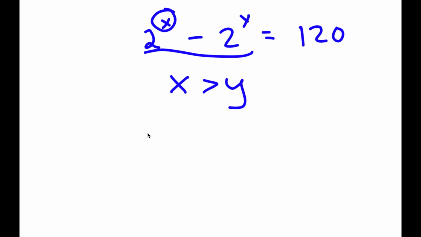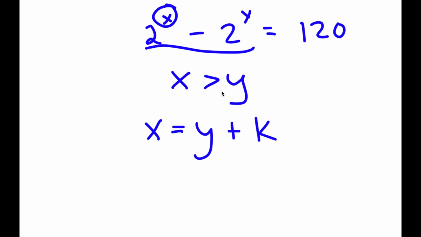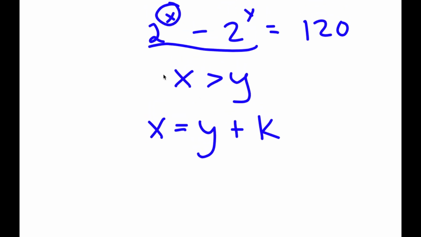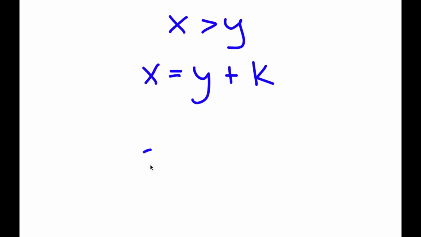Meaning, if x is greater than y, then x is going to equal y plus some number k. So k is a constant. So now, if I go ahead and replace x with y plus k, I get 2 to the power of y plus k minus 2 to the power of y is equal to 120.